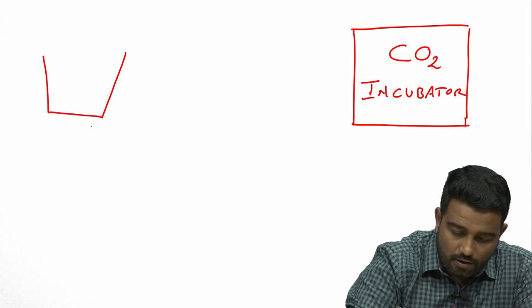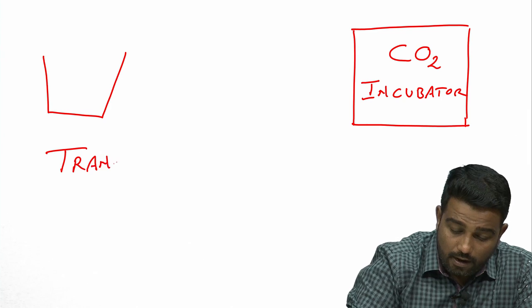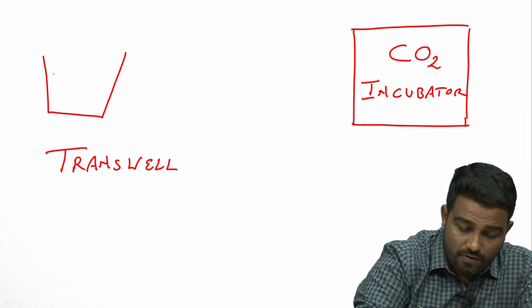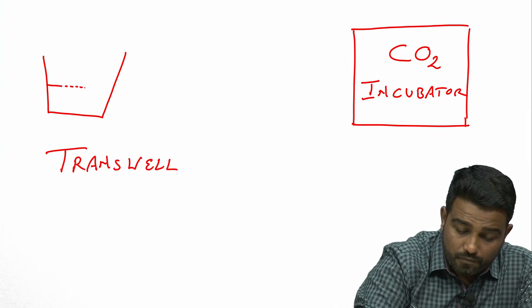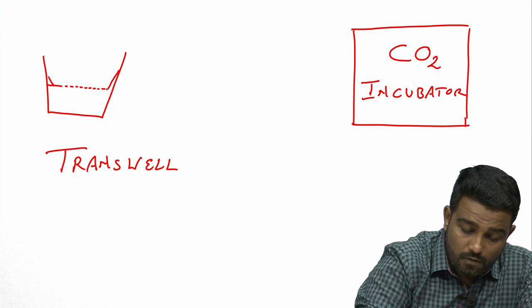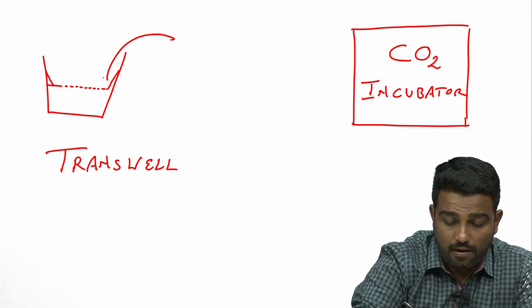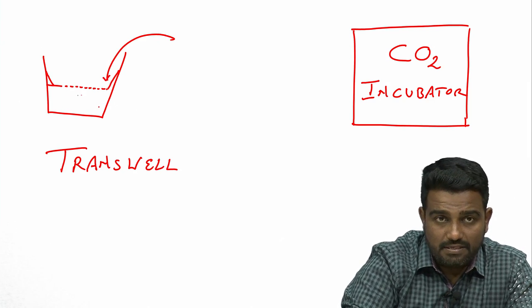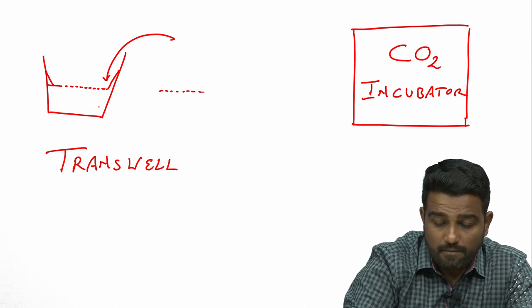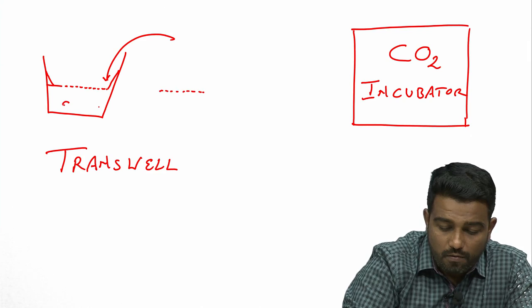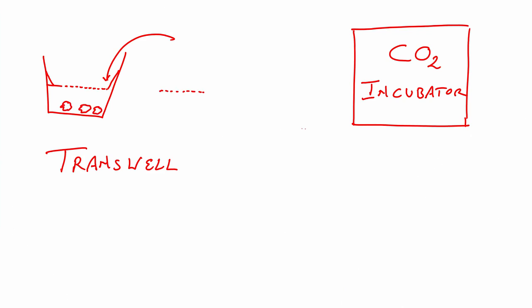I have something called a transwell. Transwell consists of a well. So this is a well here, and there is a mesh, this is a mesh, right, like this. So, if I load my spheroids, what is a spheroid? A group of cells together forming within the incubator, right. Spheroids, okay. If I load the spheroids with matrigel, what is it called?